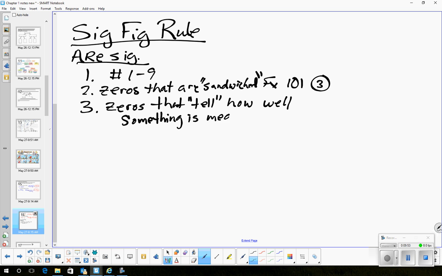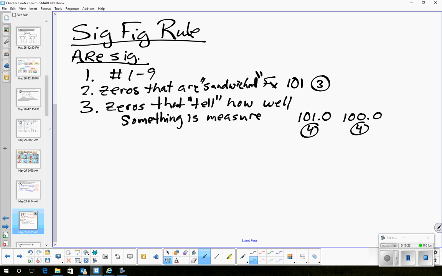They count. The example would be like 101.0. That last 0 would be significant because I had measured to the 10th place. Okay, so that here there would be 4 sig figs. Another example would be like this. This 0 would be significant because I measured to the last place, and everything in between would be significant because they're sandwiched between two things. So this would also be 4 sig figs.